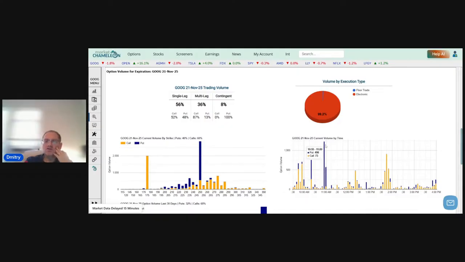Here, between 10:50 and 10:55, we see 1,219 puts traded, which was a big spike for that expiration. Here we see a bunch of calls traded between 1:40 and 1:45, 900, followed by another 500 between 1:45 and 1:50 p.m. Eastern.